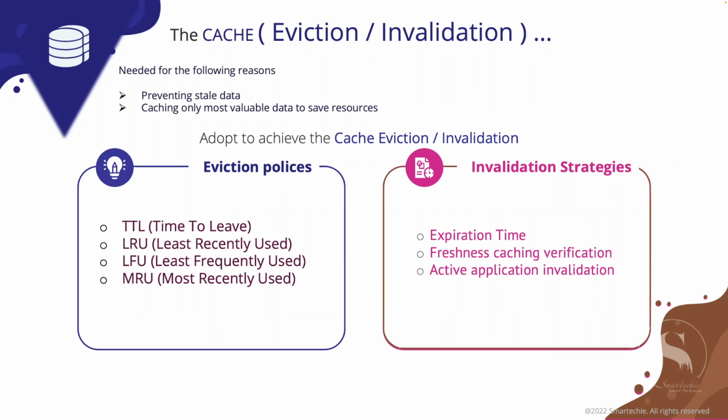So, cache eviction and invalidation. Why does a system need this? To do two things: to prevent any stale data, and to save only the most valuable data in the cache. There must be a strategy implemented to remove data from the cache and replace it with data that has a higher probability of being accessed in the future. There are some eviction policies adopted to solve real-world issues.